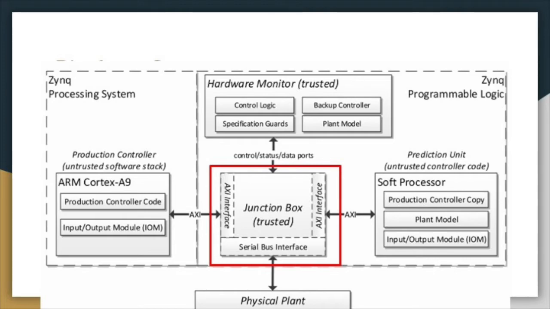The junction box connects to the production controller, physical plant, prediction unit, and hardware monitor. It manages the system's flow of control and scrutinizes all external transfers to and from the physical plant. The junction box is captured with hardware description language code that mostly defines the connections and is independent of the production and backup controllers, plant model, and operating specifications.